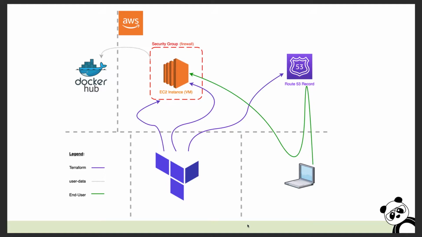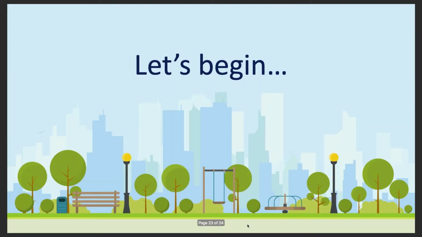Then our instance has a little bit of user data. So when it starts, it will pull an image from the Docker Hub and basically host that little Docker application. And then what our end users can do is check the DNS record, and when they have the IP address of our machine, they can then talk to the machine.